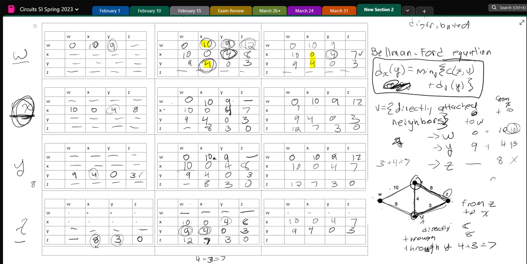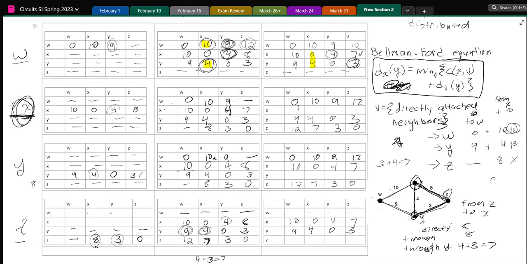All right, what about to go through y? So how much does it cost to get to z from y? It costs 3. How much did it cost us to get to y? It cost us 9 to get to y. So the total is 9 plus 3, which is 12. So that stays the same. Okay, now for the x, and notice that distance vector did not change.